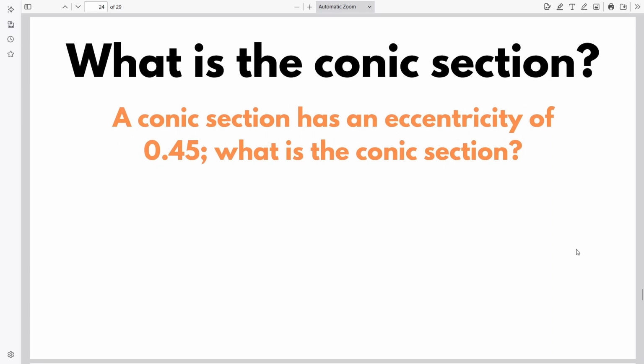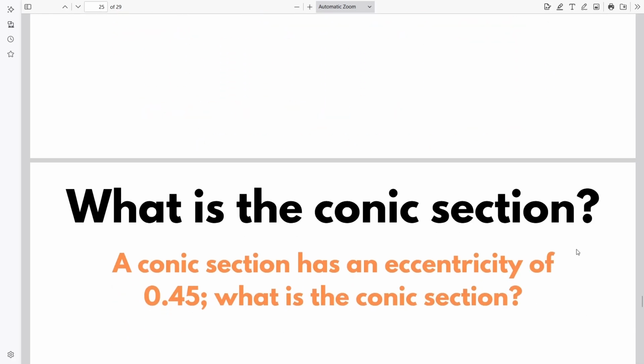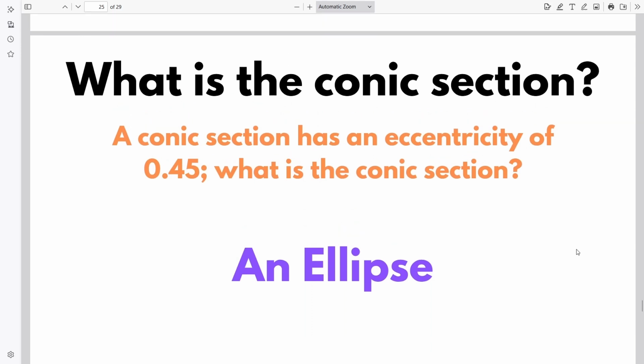Similarly, a conic section has an eccentricity of 0.45. What is the conic section? If you said an ellipse, you are correct. Remember, the eccentricity is how close it is to a circle. A circle has eccentricity of 0.